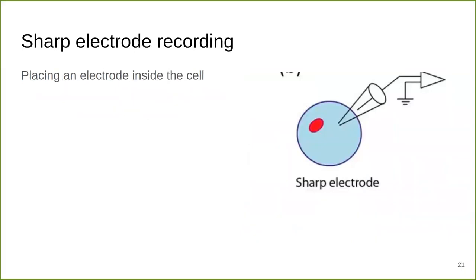And also the deepest possible level at which you can record neural activity is to insert an electrode directly inside the cell. So in this case, you get very precise information as to how the cell functions.